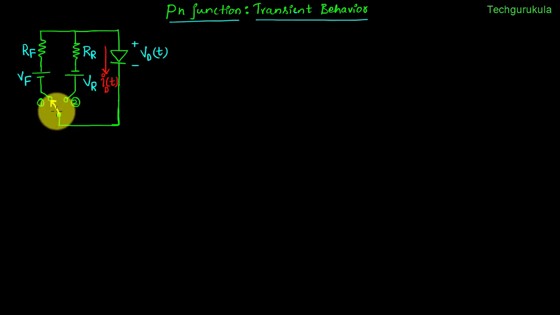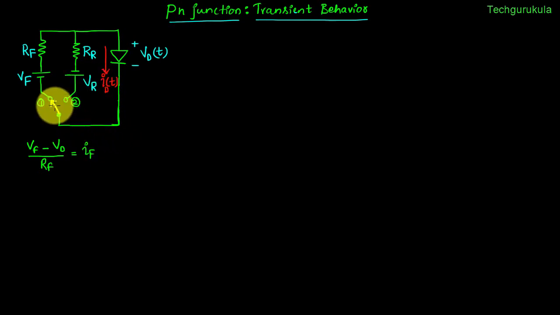Now let me assume that for quite some time the switch is in position 1. In that case, the current that would be flowing in this circuit would be equal to the voltage source VF minus the voltage across the diode, let's say in this case VD of t, over RF. This would be the current that is flowing through the diode. Let me call this IF. IF would be flowing in the same direction as ID of t. So ID of t would be IF.